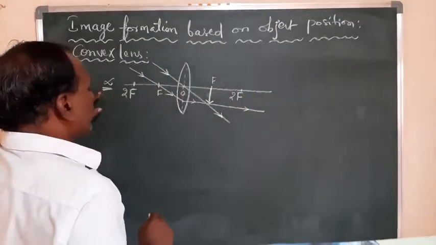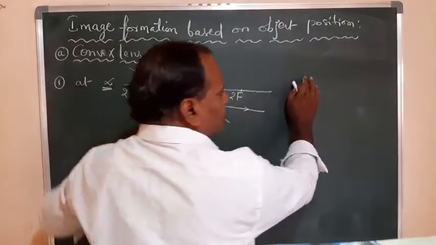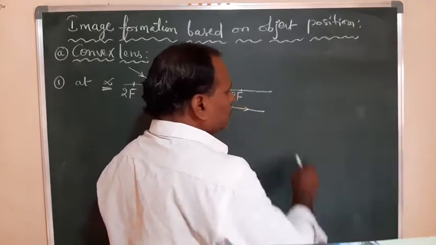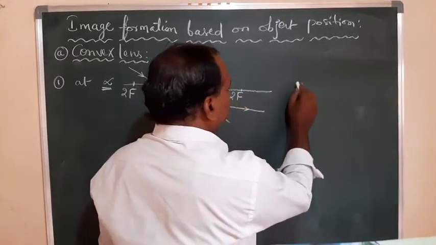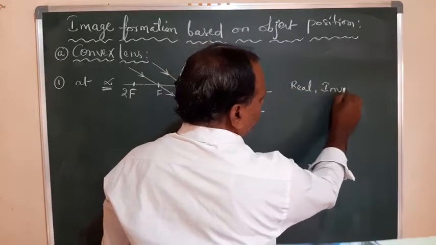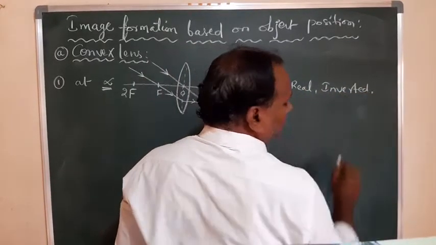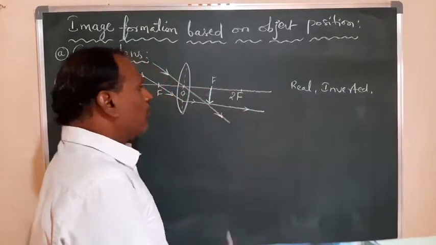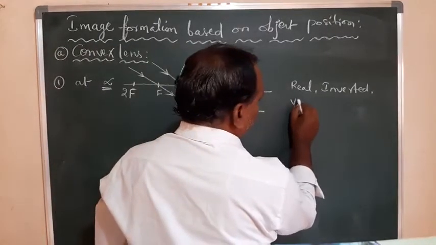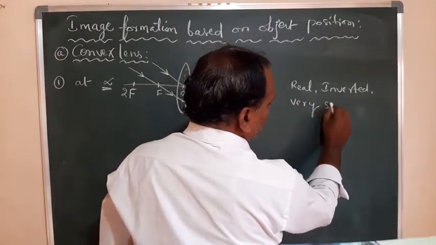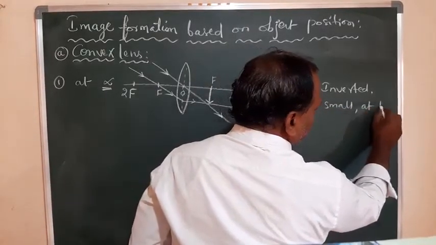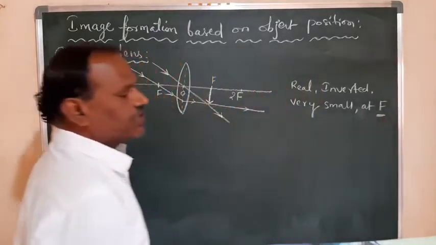Here I am writing the serial number, position of the object, ray diagram, and nature of the image. The nature of the image: it is a real image, and it is an inverted image, and it is very small compared to the object which is at infinity. The image size is very small. And where will it form? At the focus, at F. The image will be formed at F.